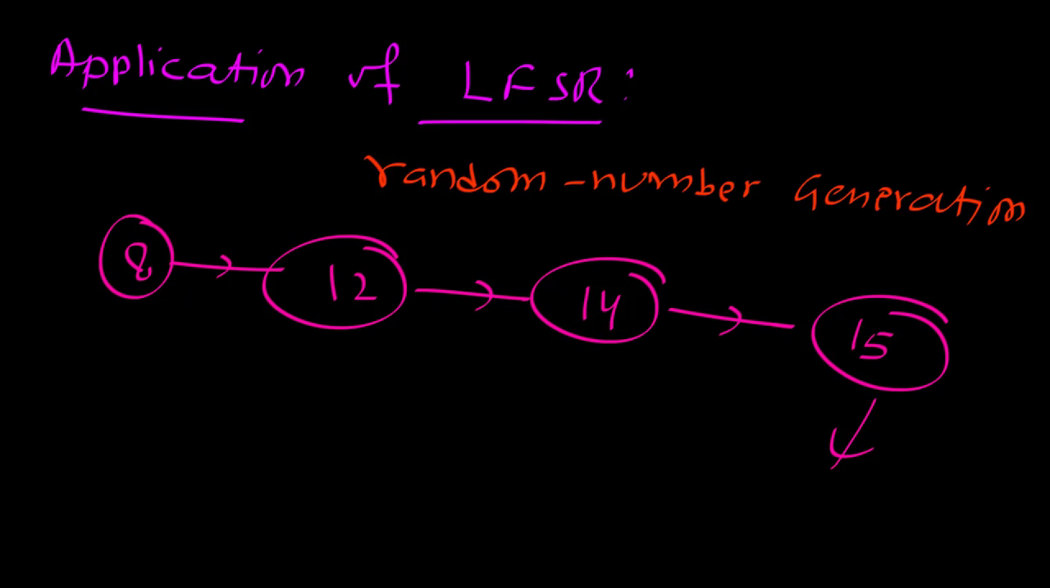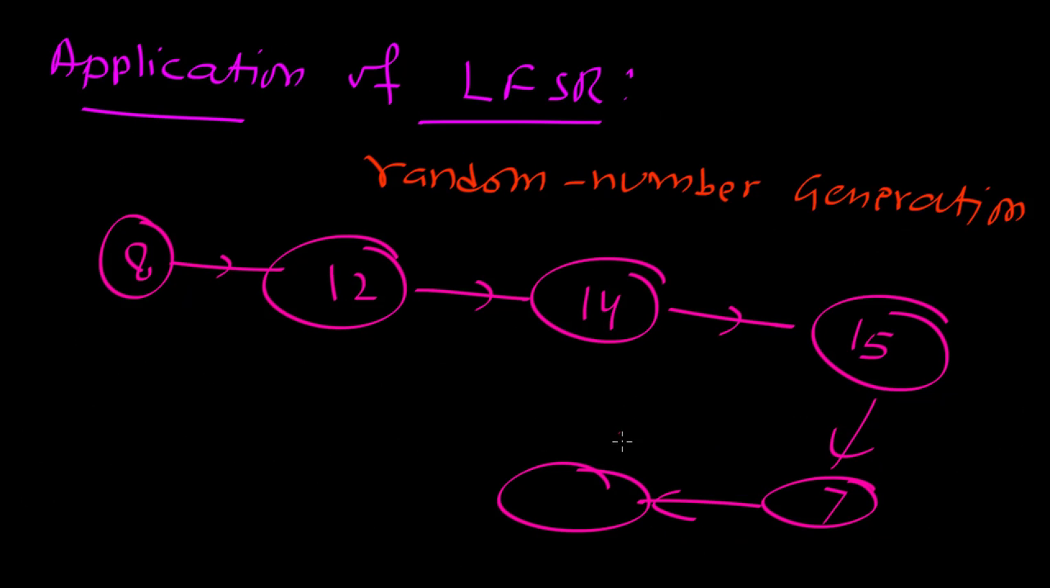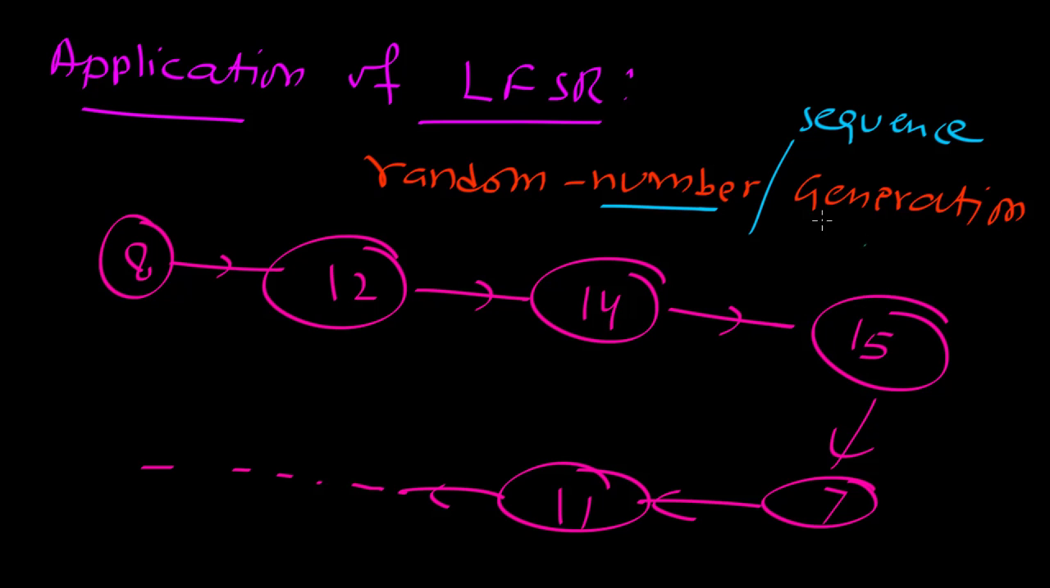And the next state, what is that? That is 7. And what is the next state? The next state is 1 0 1 1, that is 11, and so on. You can notice this is a random sequence, a random number or random sequence generator. Using this linear feedback shift register, you can generate this random sequence.